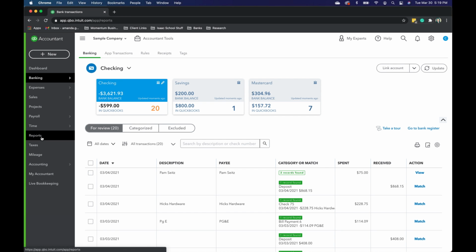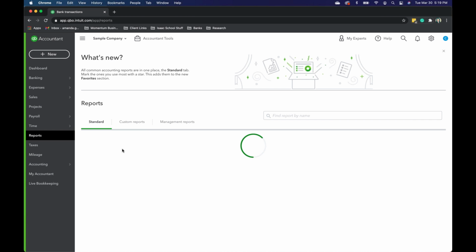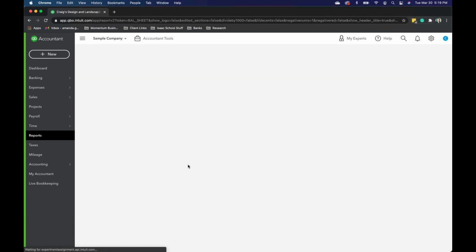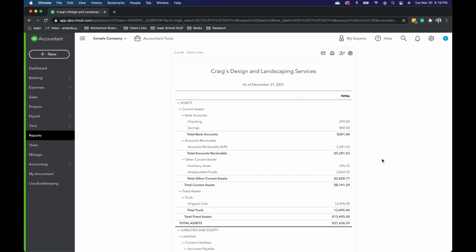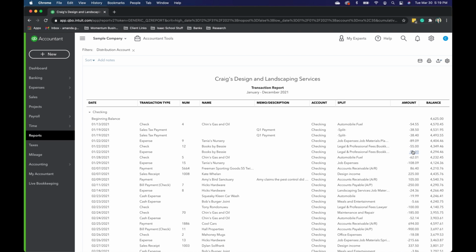Let's go look at it on the balance sheet and the profit and loss. So here we have our balance sheet, and we're going to see, after I open it up to this year, because there was that April transaction I want to catch, we'll look at our checking account, and we'll see here, this is why we got the refund, because check it out. We wrote a check number 12 to Books by Bessie back in January, but then we also saw this expense that came through for $55. And that's why we were refunded, because we had already paid Bessie in January.